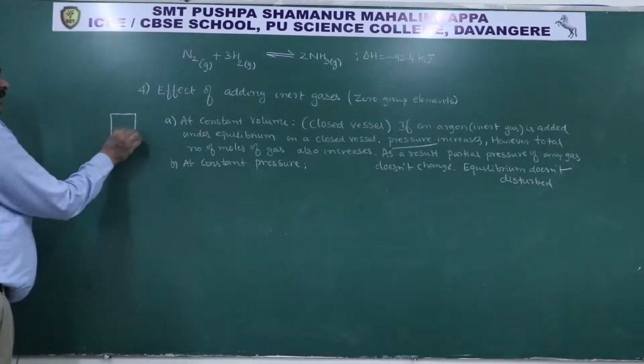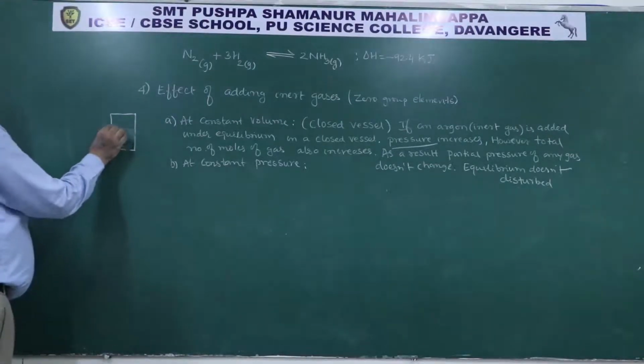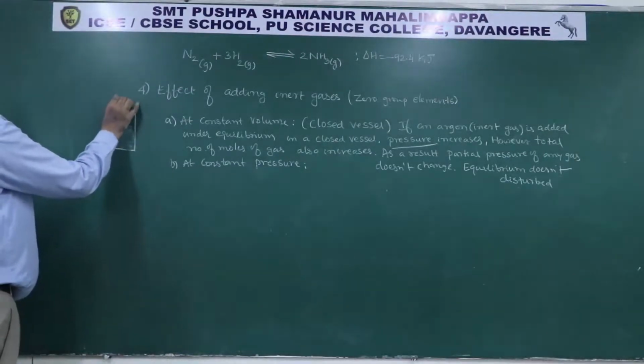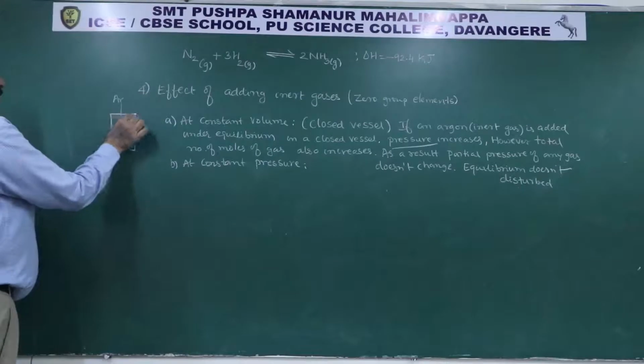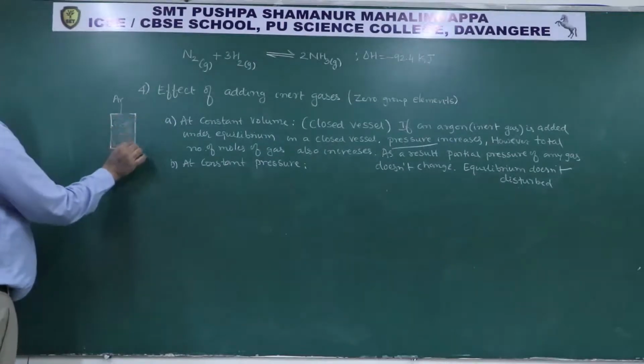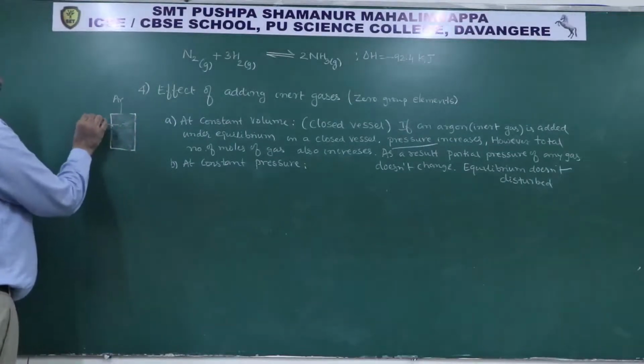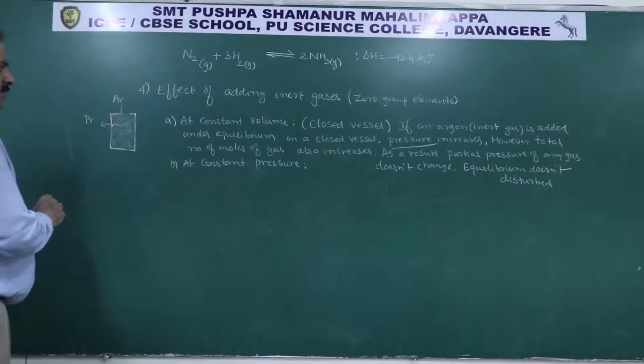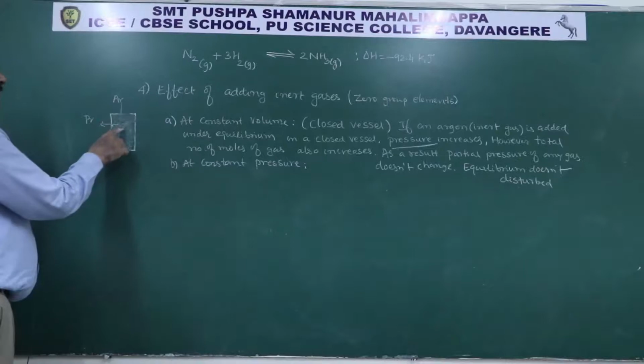Here you always place nitrogen and hydrogen, and you are keeping argon, the inert gas, added. Therefore, what happens? The amount of molecules increases, and the pressure inside the system also increases. However, the number of molecules of the gas will be increased.